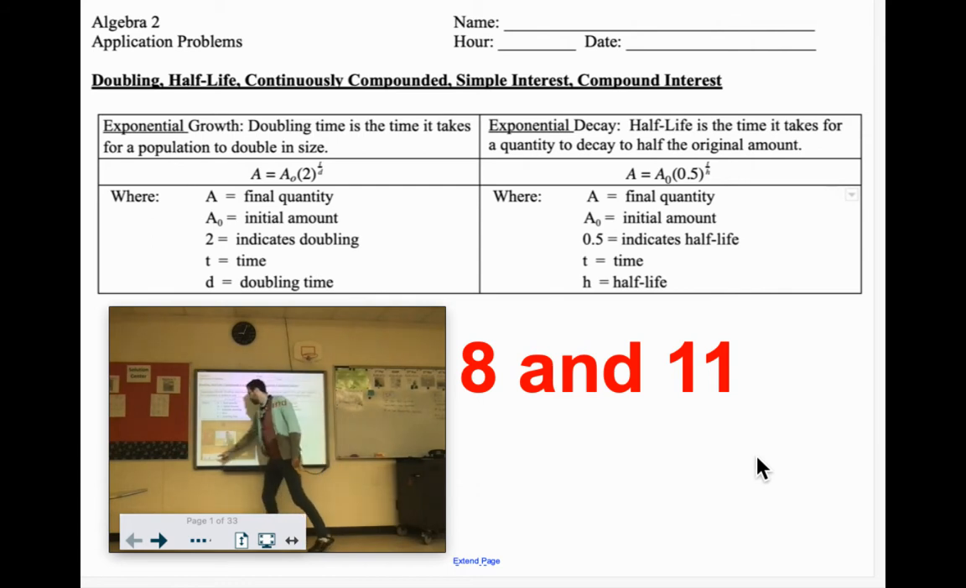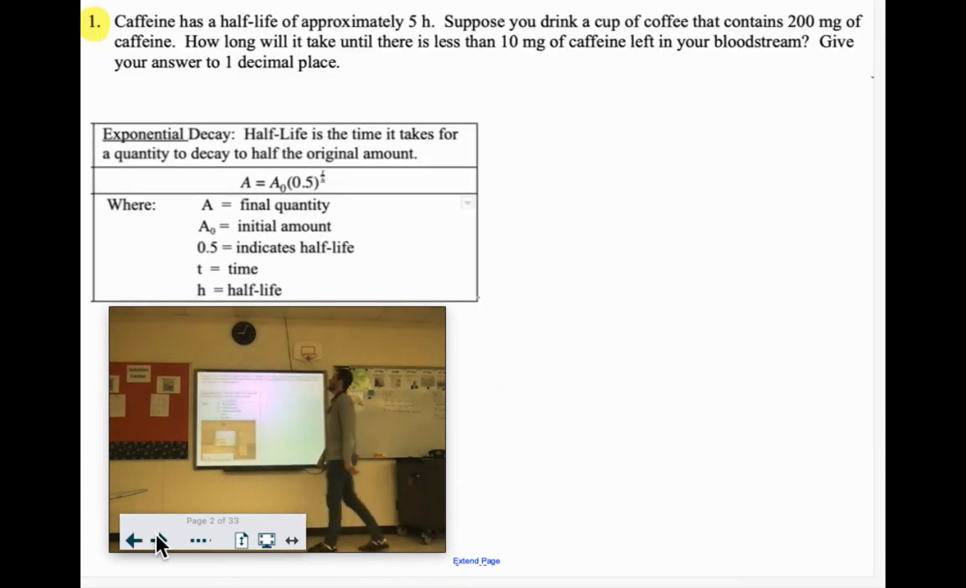There it is. I was wondering how I'd get to the next slide. So number one, caffeine has a half-life of approximately 5 hours. Suppose you drink a cup of coffee that contains 200 milligrams of caffeine. How long will it take until there is less than 10 milligrams of caffeine left in your bloodstream? Give your answer to 1 decimal place.